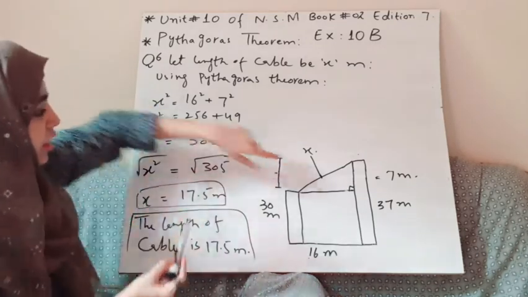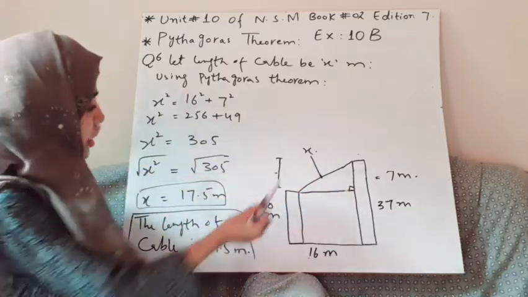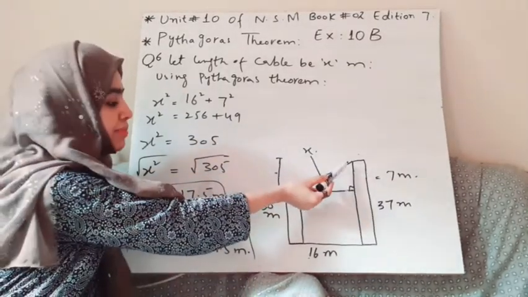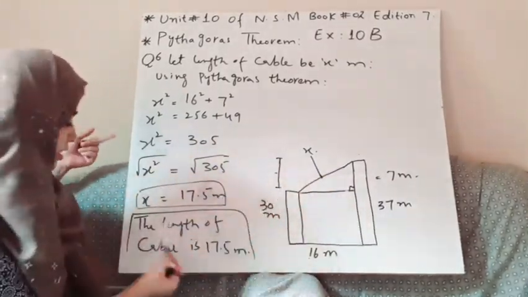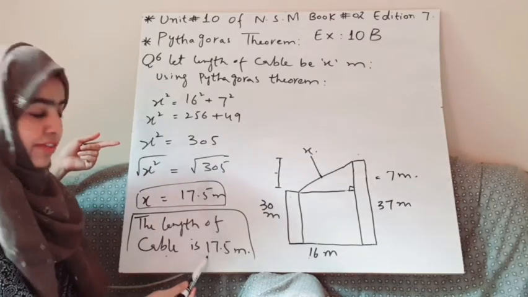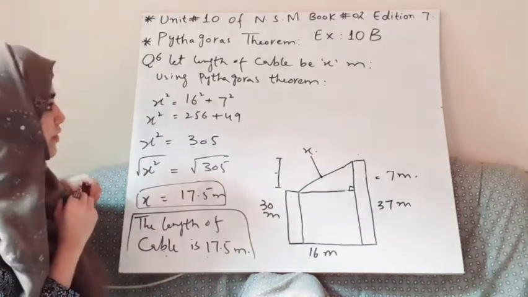So we have found the length of this cable, which is attached from the top of the first building to the top of the second building. The length of this cable is 17.5 meter. So we have solved it.